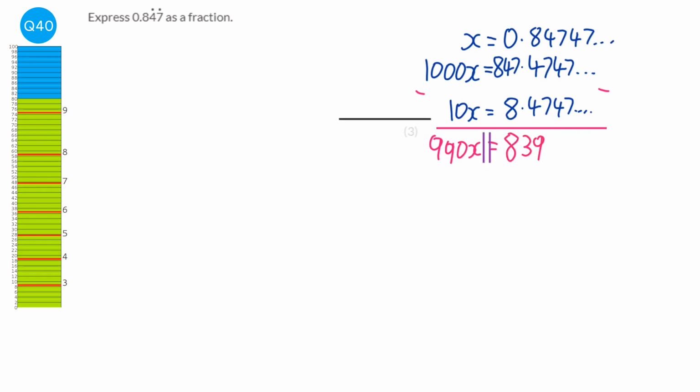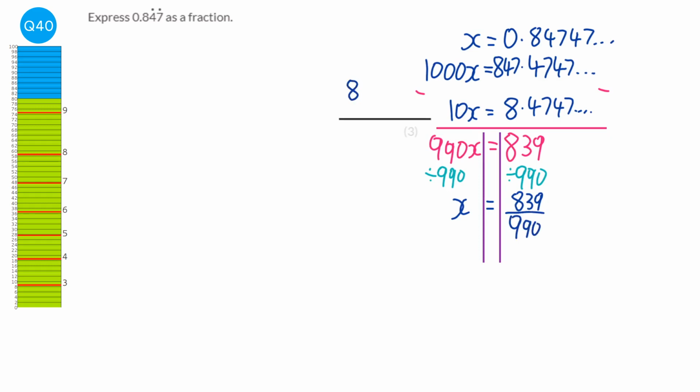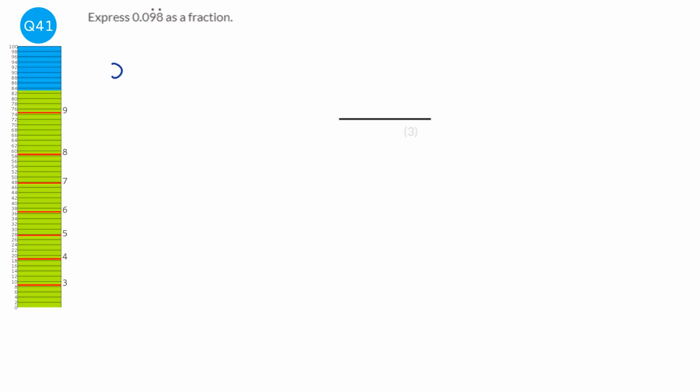And now I'm just going to put my lines in. And so what I'm going to do now is just divide both sides by 990. And so on the left hand side we've got x, and on the right hand side we have 839 over 990. So as a fraction it's going to be 839 over 990.